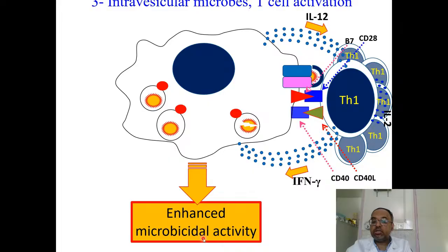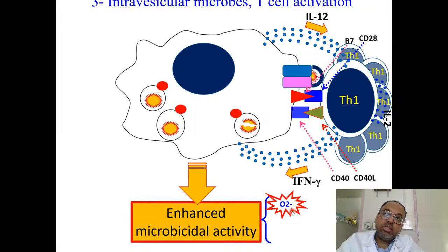It's called microbicidal activity. How does this happen? Well, under the influence of interferon gamma, the macrophage starts producing a very, very toxic molecule named superoxide. What is a superoxide? It's an oxygen molecule that has an extra electron in it, and it's very, very toxic, and it also produces other toxic stuff.